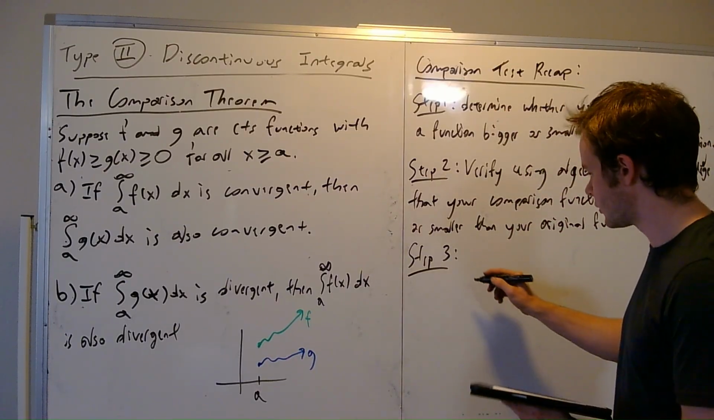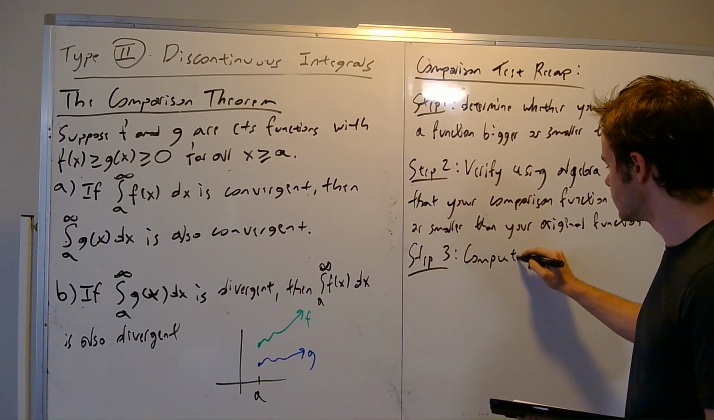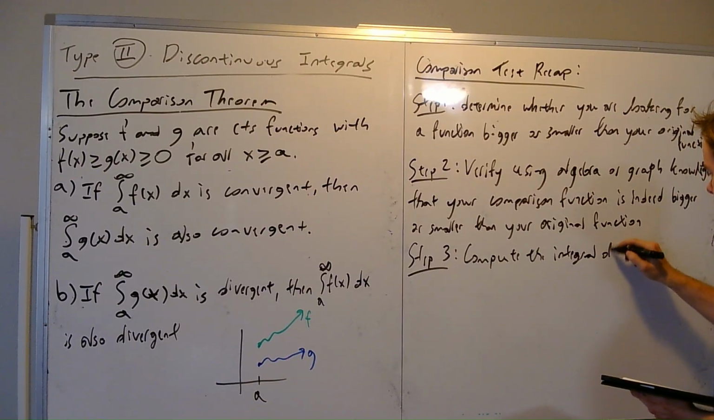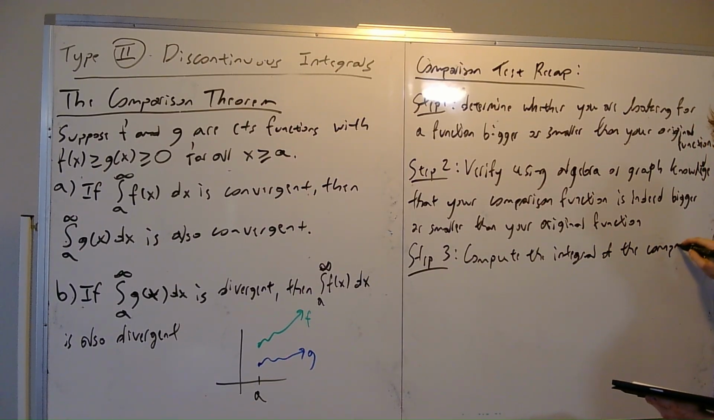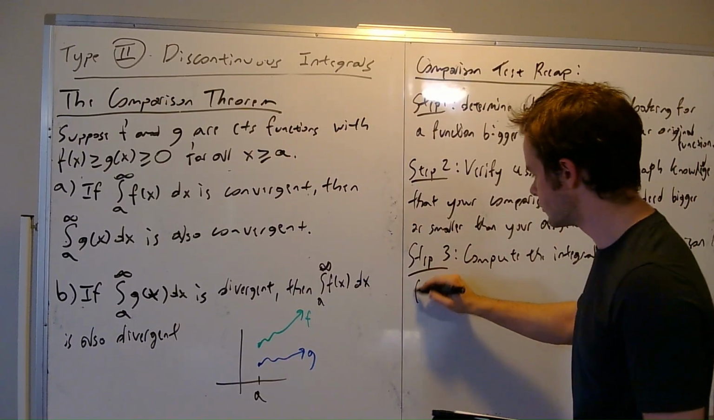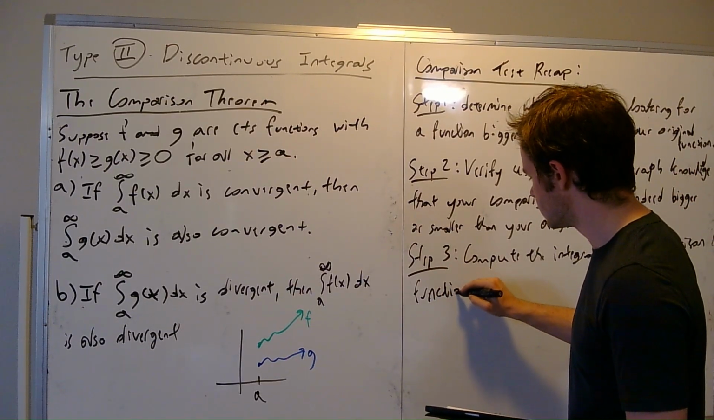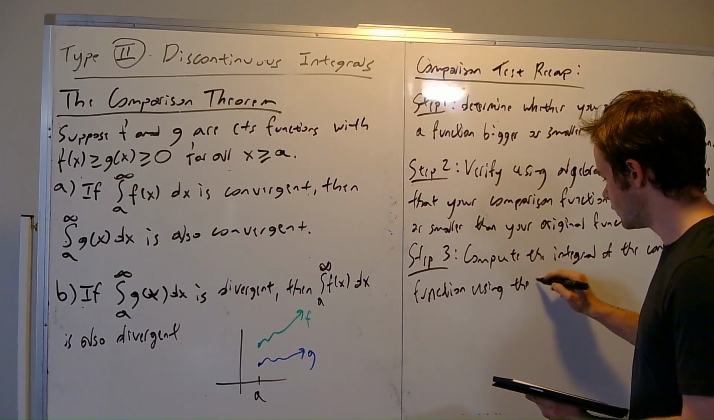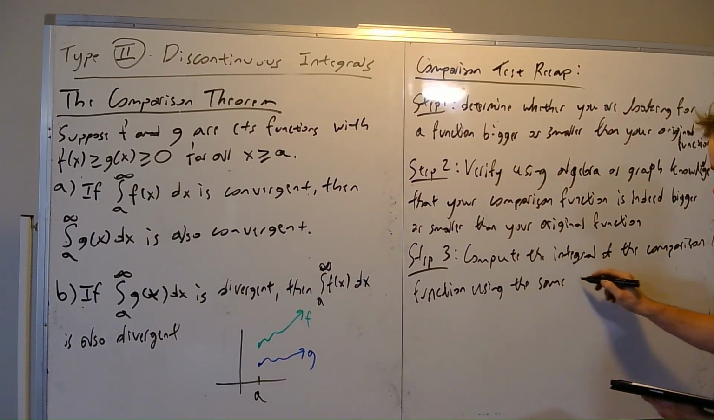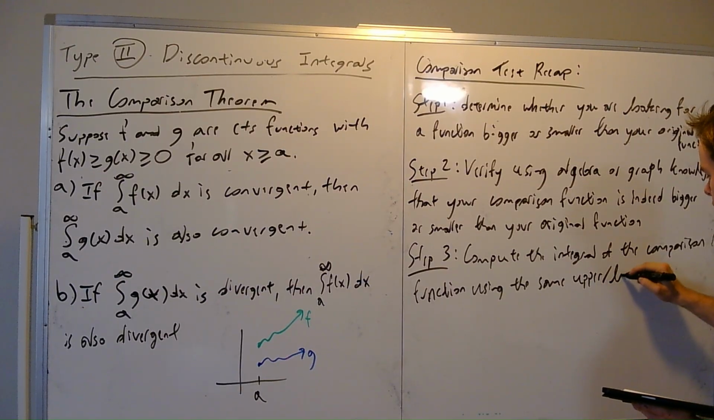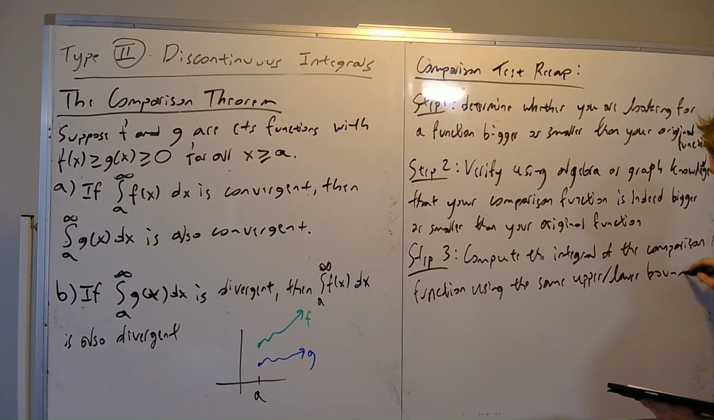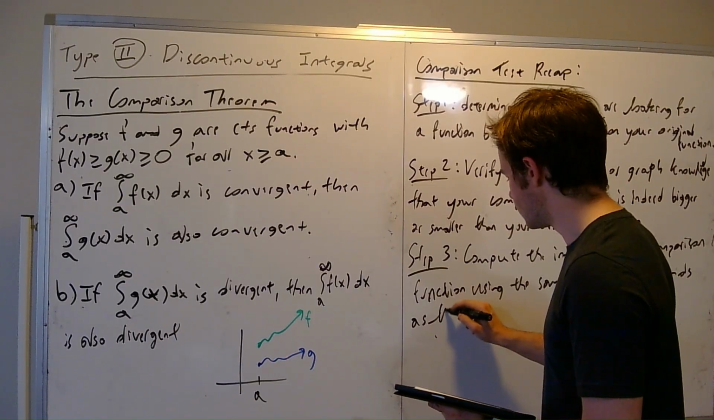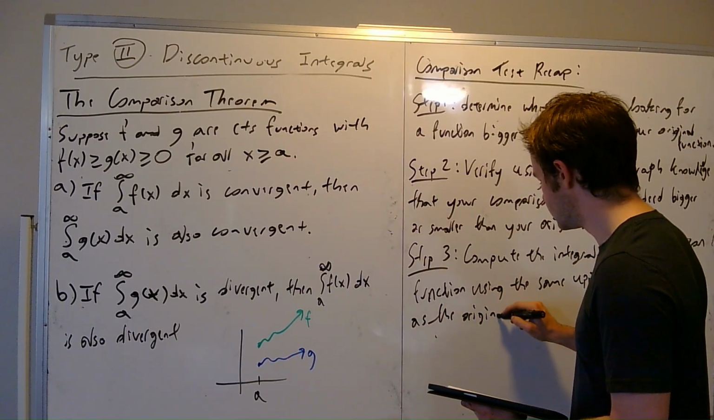Step 3. So our third step is to compute the integral of the comparison function using the same upper and lower bounds as the original integral.